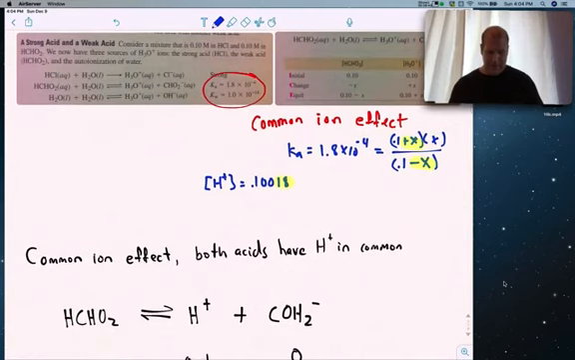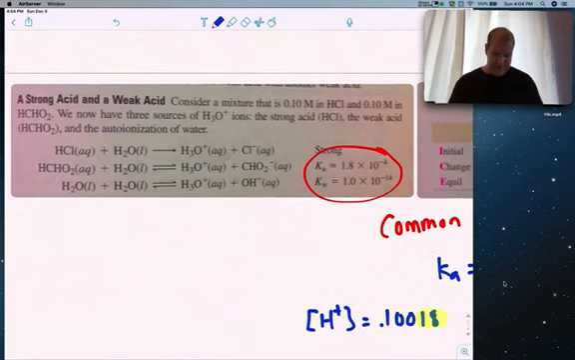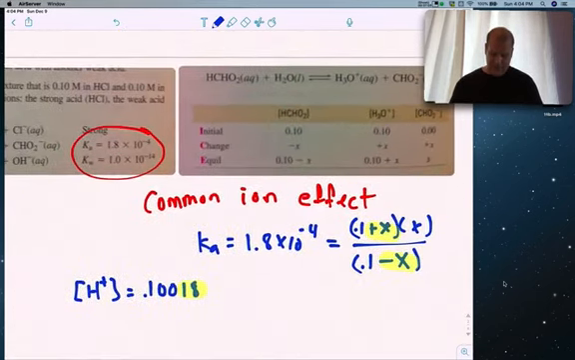Okay, so what about mixtures of acids? What happens if you have a strong acid and a weak acid together? In this case, also water is a weak acid as well. It autoionizes. How do we deal with this? You deal with this with something called the common ion effect.